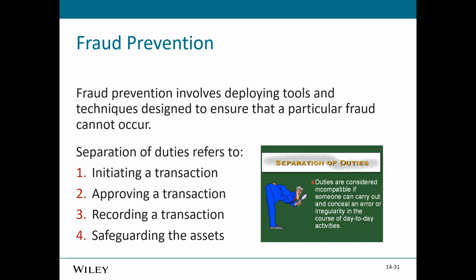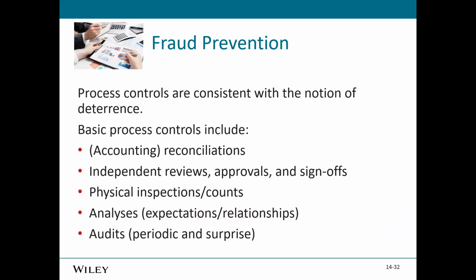So we want to make sure that we have the authorization, the record keeping, the custody of the asset, as well as the initiation of a transaction, all performed by different people, so that no one person has enough control to be able to carry out an act as well as conceal it in their accounting records. That's always the big one. Some other controls that we have in place are accounting reconciliation, independent reviews, physical inspection, analysis, and audits. Those are other things that we would like to see in place as fraud prevention means.